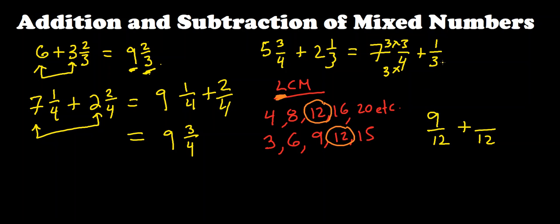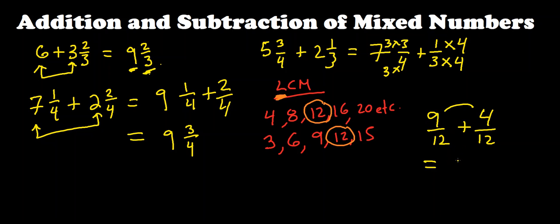Okay, so what about this fraction? What do we have to multiply 3 by to get 12? We have to multiply 3 by 4 to get 12. So we do the same thing to the numerator. We multiply 1 by 4 to get 4. So now we've converted the 3 over 4 into a 9 over 12 and the 1 over 3 into a 4 over 12. Now since these have the same denominator, we can easily add them.